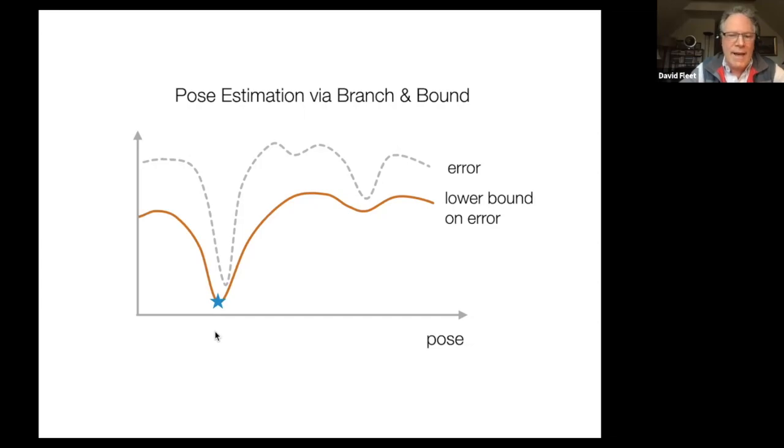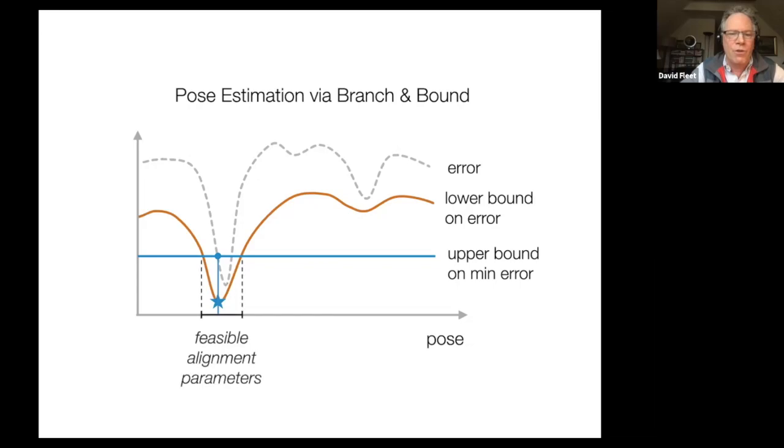Once you find that, you can calculate the true error, not everywhere, but only at that point. So now you know the following thing. You know that the true error cannot be lower than this red curve or this orange curve, but you also know that the best possible error is not going to be any larger than the error you've already computed. So you know that the upper bound on the error is this blue line, and the lower bound on the error is this orange line. So now you've reduced the feasible range of orientations to this small limit.